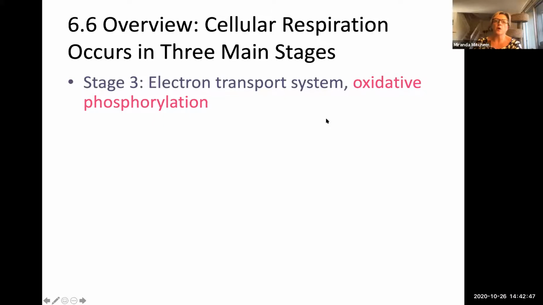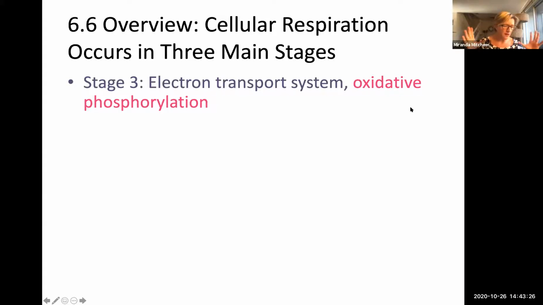Now, stage 3 is where we get the big bang for the buck in terms of ATP. It occurs through the process called oxidative phosphorylation. We are creating ATP through the process of oxidative phosphorylation. This is different from substrate level phosphorylation. Stages 1 and 2 use substrate level phosphorylation. It's not until we get to stage 3 that we see the oxidative phosphorylation. And this means oxygen is used.